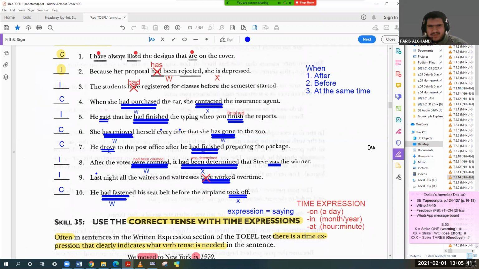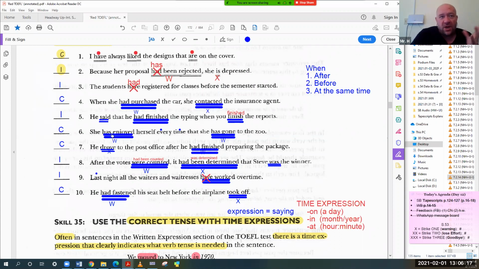Last another question, please. Sure. What's your question? Number 6. I'm not sure about number 6. I didn't get the explanation. All right. In number 6, she has enjoyed herself every time that she has gone to the zoo. So, she has enjoyed herself every time she has gone to the zoo.